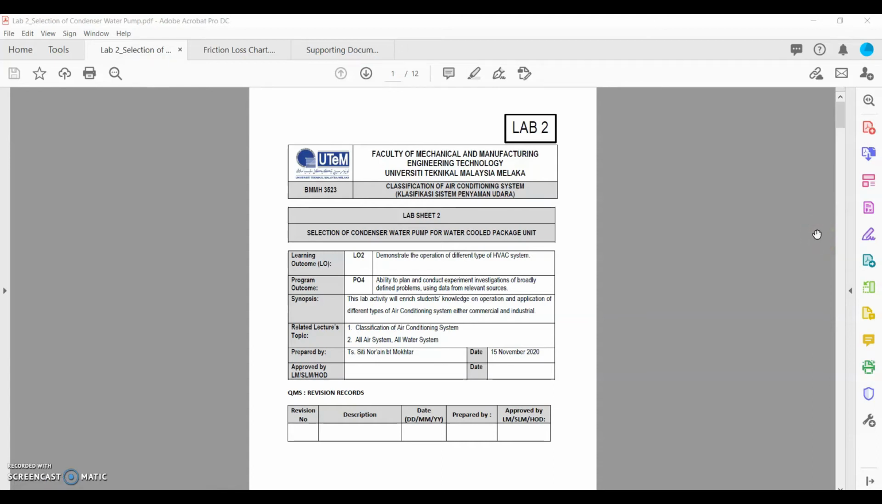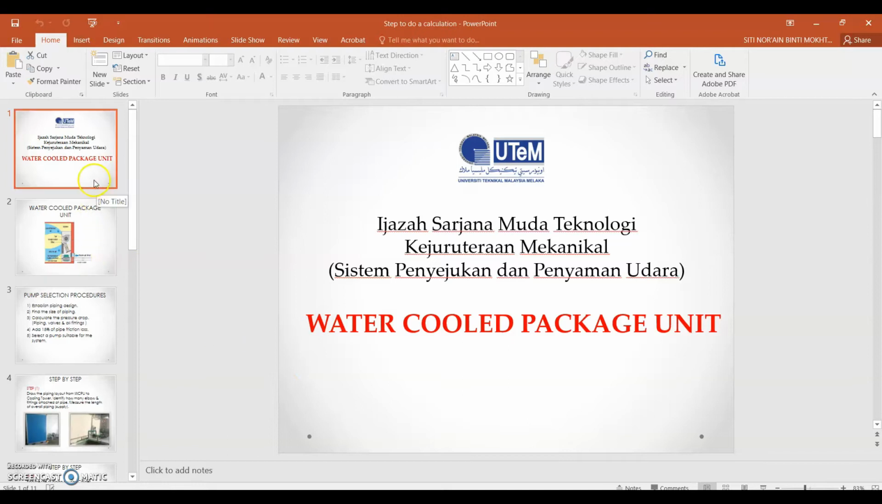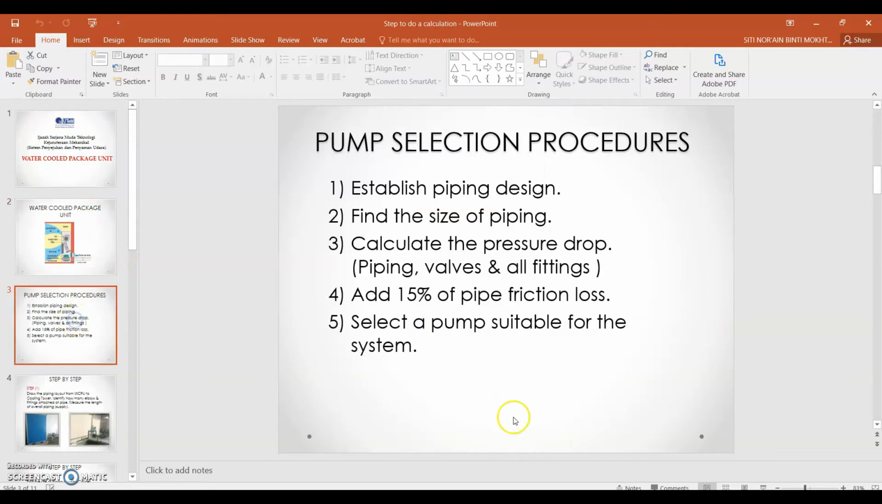Okay, Assalamualaikum. I will continue our explanation about lab sheet 2, selection of condenser water pump for water-cooled package unit. This session just continues my explanation before this. In order to do the selection of the condenser water pump, you need to know the procedure to make the pump selection.